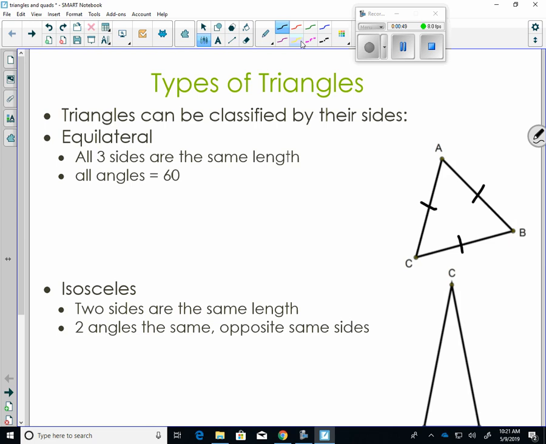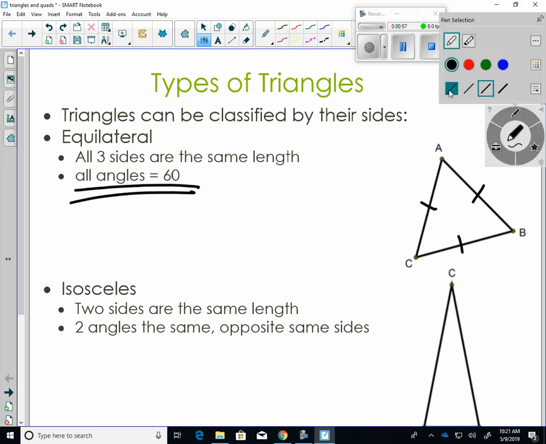Now, if they're all the same, it also means that all of the angles are exactly 60 degrees. So each one of these guys here is 60.